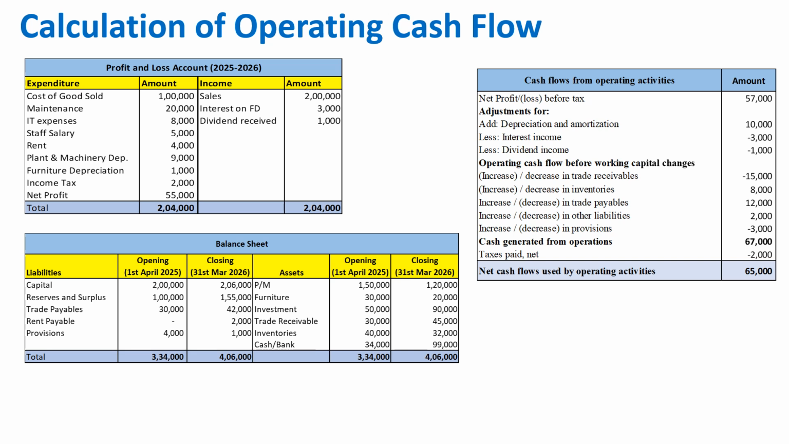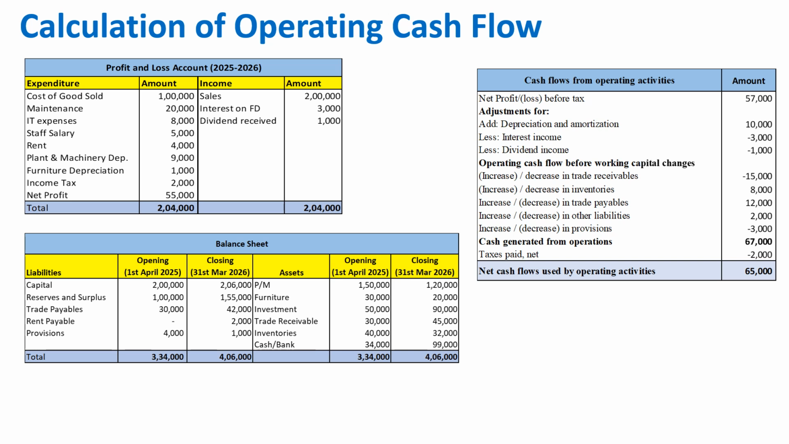Then decrease in inventory. Inventory, if you see, last time opening was 40,000, now it's 32,000. It has decreased, so it's added to the cash flow, right? You have encashed the inventory, so it is added back. Similarly, trade payables: opening was 30,000, now it has increased to 42,000. An increase in trade payable is a saving of cash. You have not paid it, so it has to be added back. So 12,000 has been added.